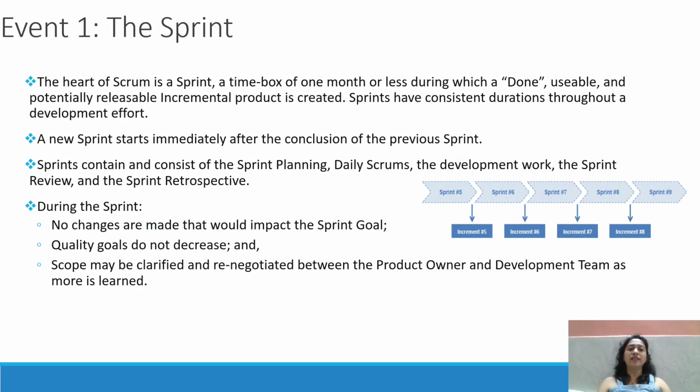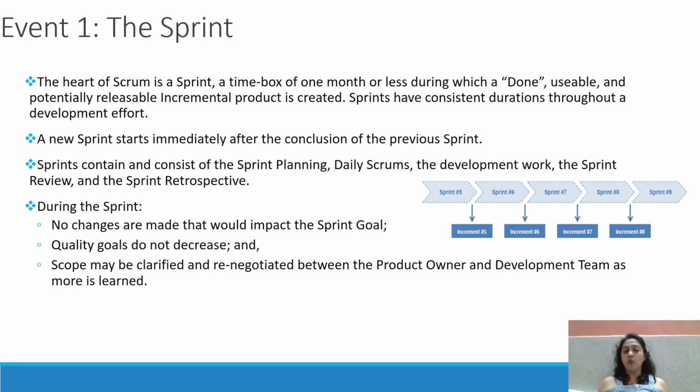Okay, let's go ahead and see the sprint. The heart of Scrum is the sprint, correct? A time-boxed event of 1 month or less, during which a done, usable, and potentially releasable product increment is created. Sprints have a consistent duration throughout a development effort. A new sprint starts immediately after the conclusion of the previous sprint. A sprint consists of the sprint planning, daily scrum meetings, the development work, then the sprint review and the sprint retrospective. During the sprint, no changes are made that would impact the sprint goal.